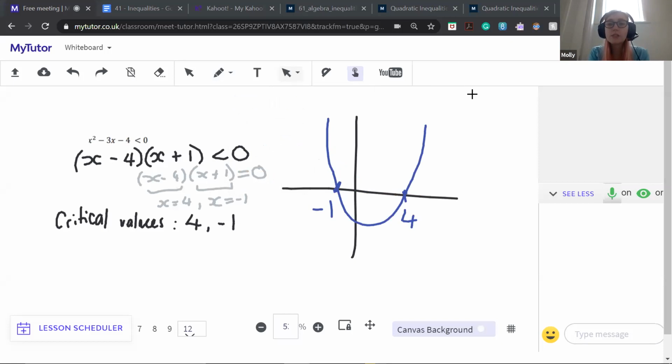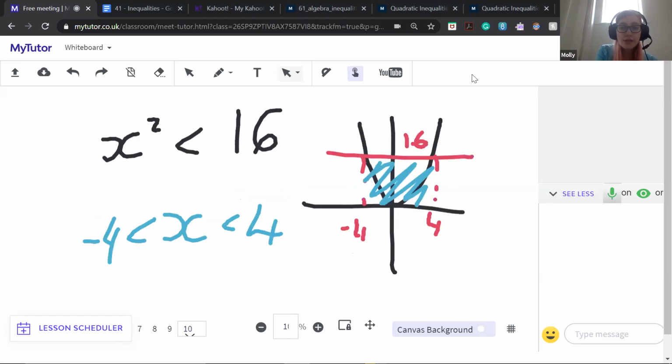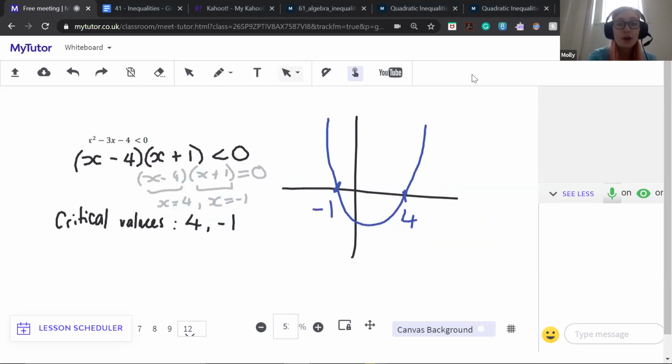So this is why we find the critical values, because now we have a sketch, which is fantastic. And we know that this line here is 0. Just like on this one, we drew our line for 16. Now, because we're looking at less than 0, we've drawn our line for 0. It's just the x-axis, and we know where it crosses that.